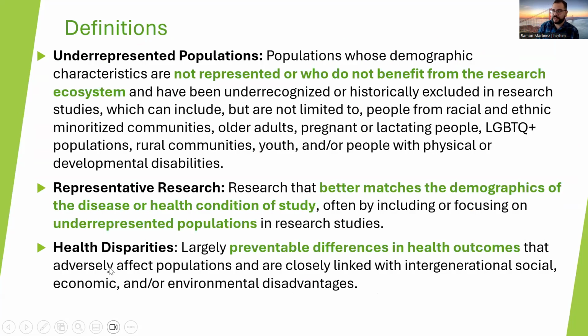So some terms and definitions. So underrepresented populations are those whose demographic characteristics are not represented or who do not benefit from the research ecosystem and have been underrecognized or historically excluded in the research pipeline, which can include, but are not limited to, people from racial and ethnic minoritized communities, older adults, pregnant or lactating people, LGBTQ plus populations, rural communities, youth, and or people with physical and or developmental disabilities.